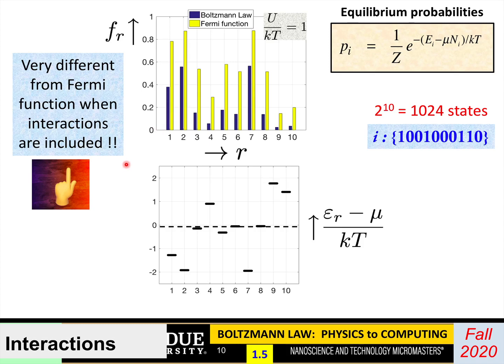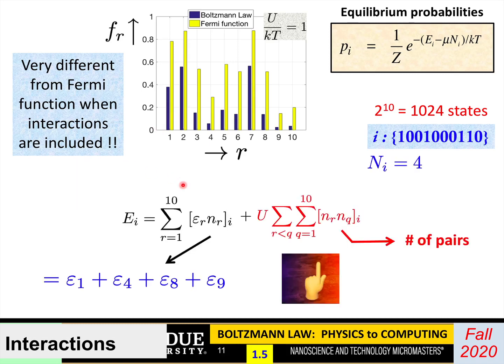Now, how do you include the interactions? Well, in terms of Boltzmann law, the point is that when you evaluate the energies, you not only add up the energies of all these levels like I had done, but you also add the interaction energy. So what is this interaction energy? Well, let's say U is the interaction energy per pair of electrons. So the overall interaction energy will be U times the number of pairs, which is what I have written here, that you count how many pairs there are.